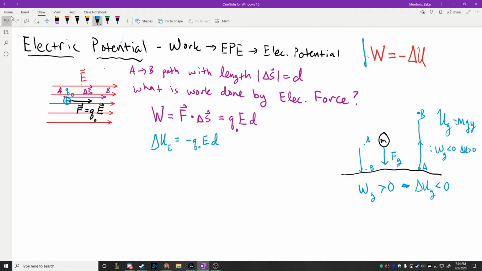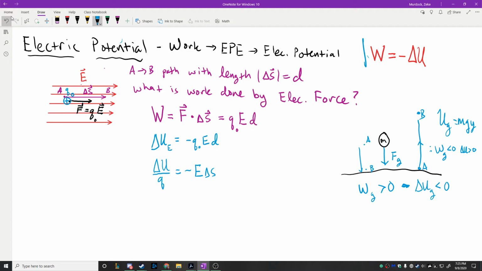The next thing we can do is divide the Q naught over to the left-hand side. So we write the change of potential energy divided by Q is equal to negative E. And now instead of this distance D, which will be a useful way to think about this, let's just replace it with delta S. Doesn't really change anything. After all, the magnitude of delta S, we're calling it some distance D.